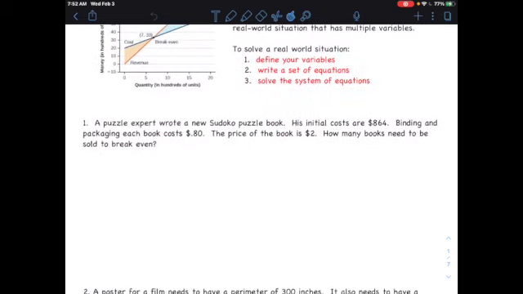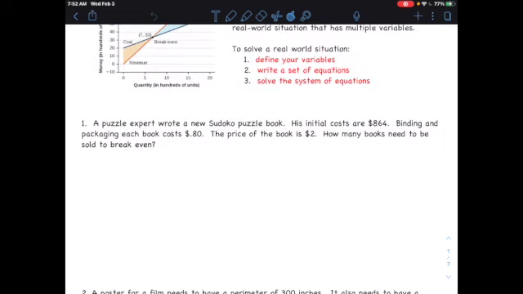Example number 1. A puzzle expert wrote a new Sudoku book. His initial cost was $864. Binding and packaging each book costs 80 cents. The price of the book is $2. How many books need to be sold to break even? How many books we're talking about also depends on the cost. Look at the last sentence right here. Usually they are trying to tell you what you want to figure out. How many books is one thing we have to figure out, and then break even means where the cost point is.